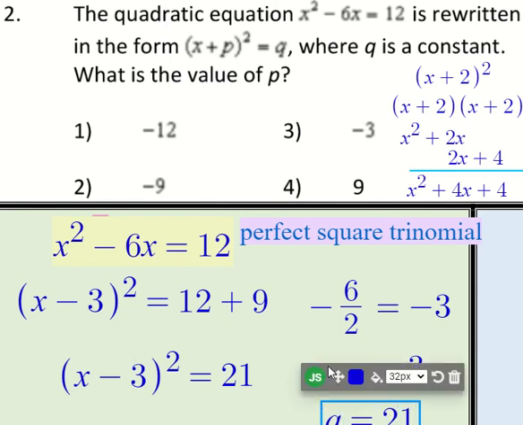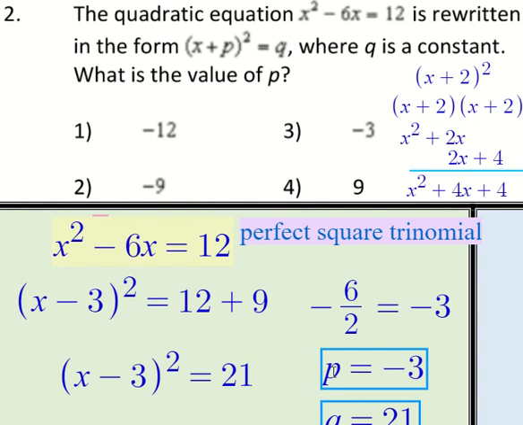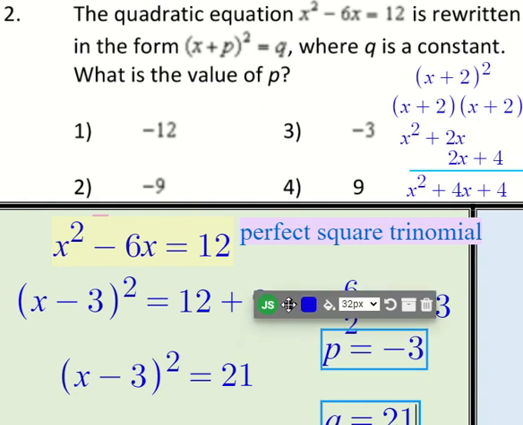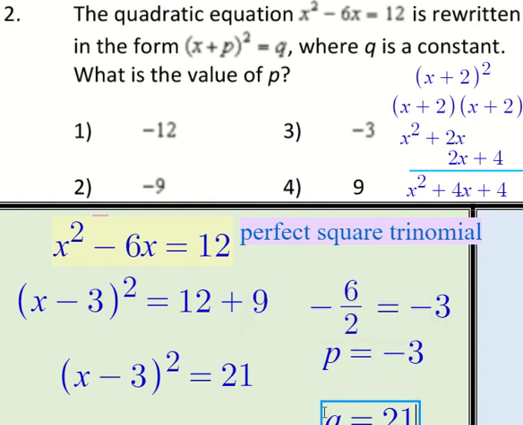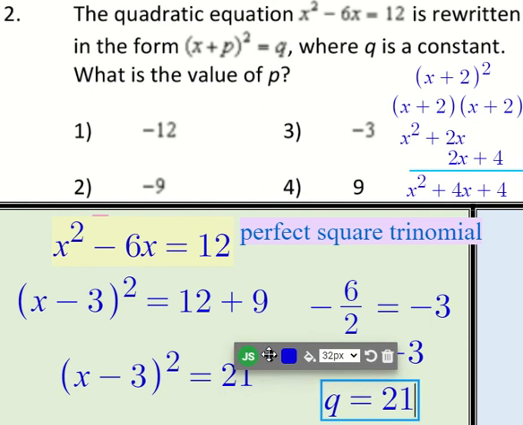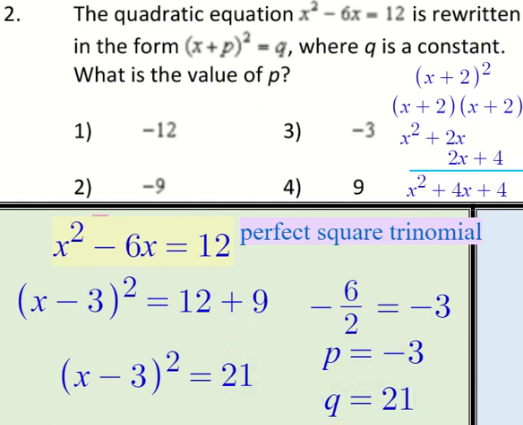So this problem didn't actually ask for the value of q. They just ask us to determine the value of p. And that's why the answer to this question is choice 3, and the answer is negative 3.